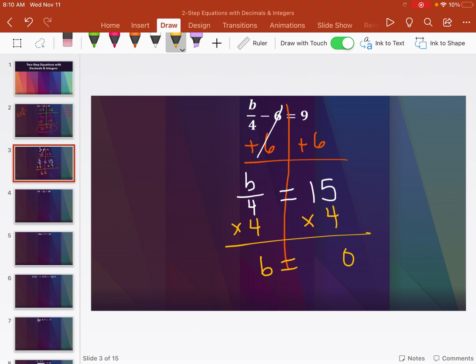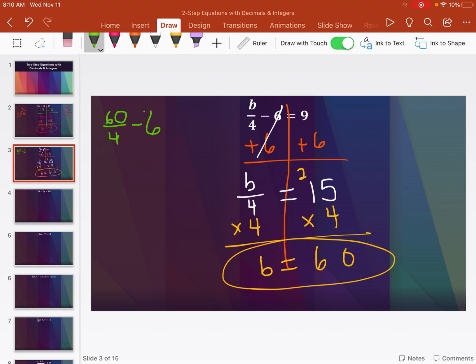So 5 times 4 is 20, carry my 2. 4 times 1 is 4 plus 2 is 6. So b equals 60. And don't forget that you can still plug these in to check them. So I'll just do that off to the side just to remind you. So if I put 60 over 4 minus 6, I would need to simplify the 60 over 4 first. So 60 divided by 4, 4 goes into 6 one time, 2 left over, bring down my 0, 4 goes into 20 5 times. So this is 15 minus 6, and then 15 minus 6 is 9, which is what my original answer was supposed to be. So I know that I got it right.